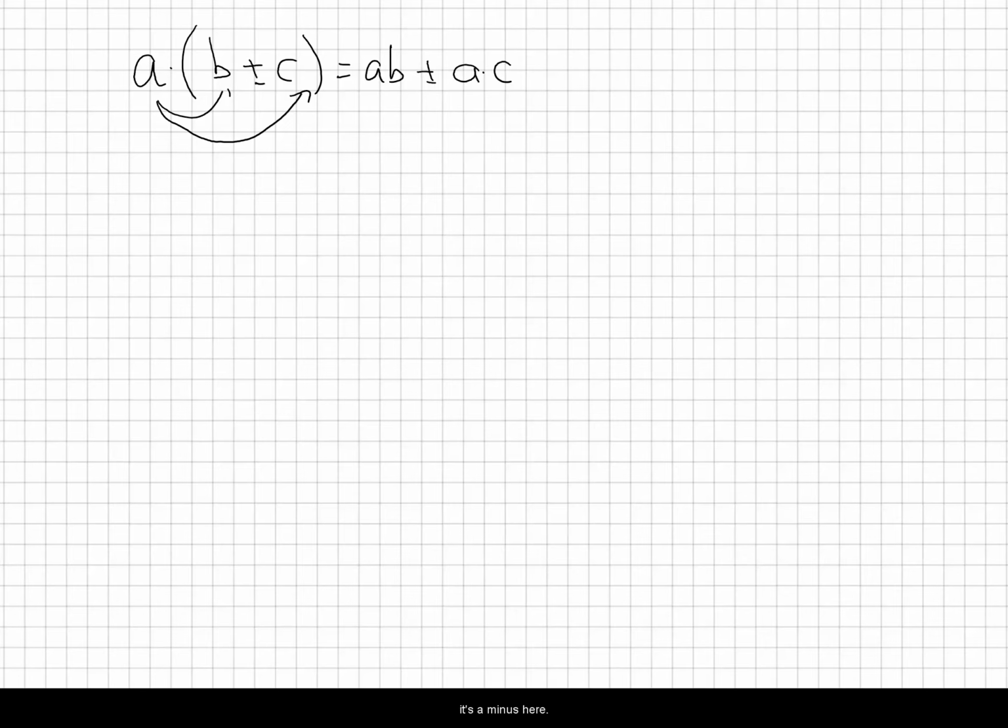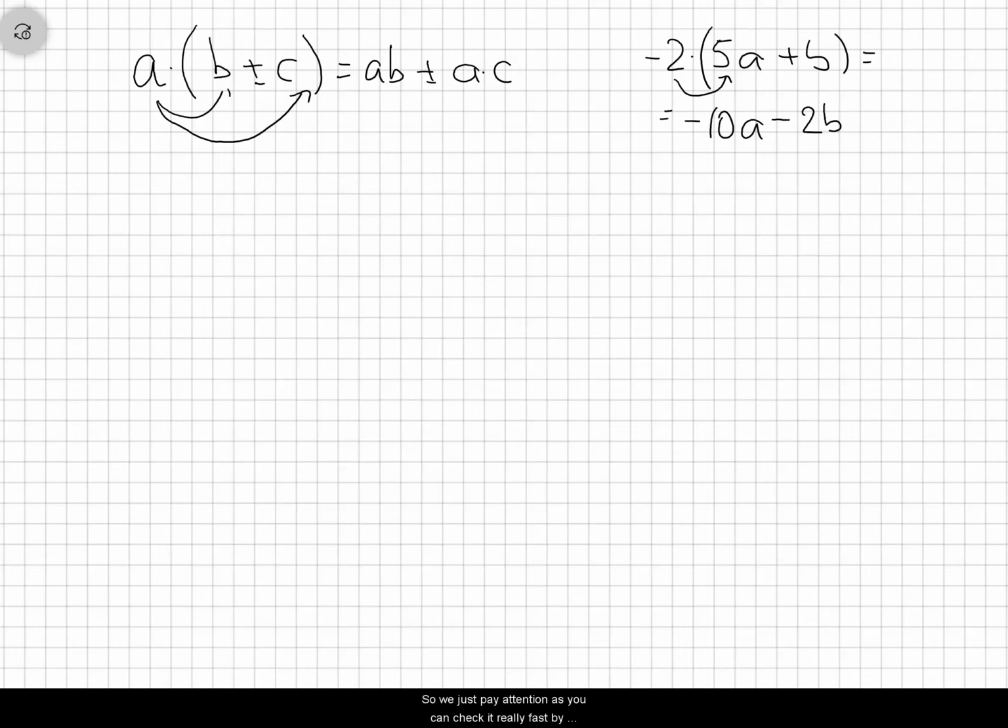If it's a minus here, it's a minus here. I'll remind you that if you have a negative number before the bracket, it will change the signs inside. So it's going to be -2 times 5a, -10a, and -2 times positive b, it's going to be -2b. So just pay attention, as you can check it really fast by looking at all of the signs inside of the bracket, and instead of plus plus you're going to have minus minus if you are multiplying it by a negative factor.